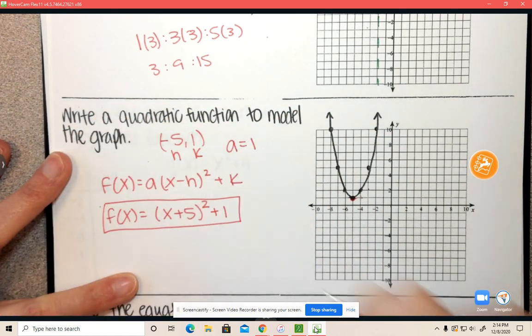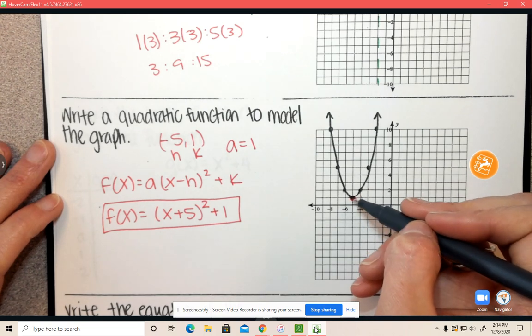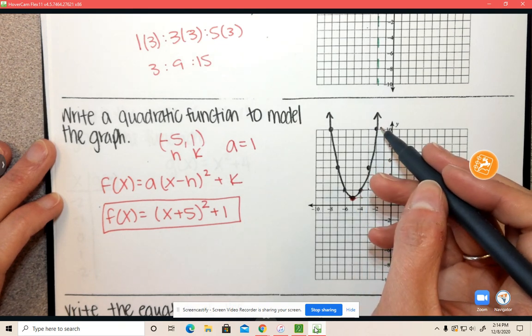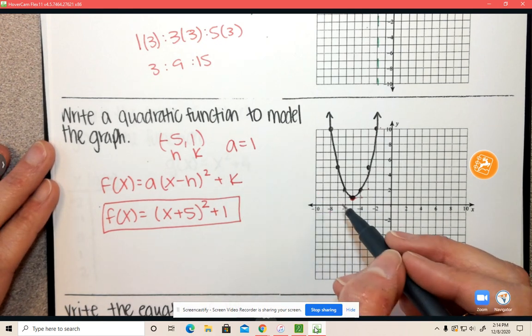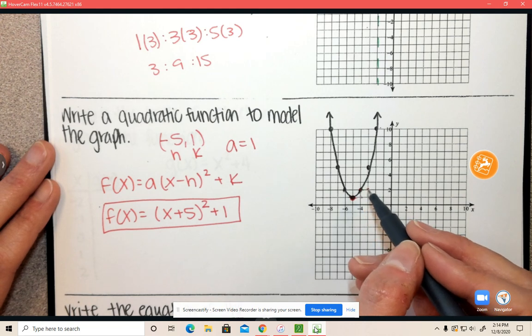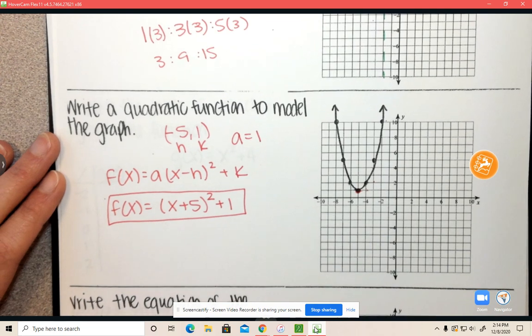So when you're looking at a graph and writing a function, really you just need to find the vertex and then decide what your a is. So see if you're going over 1, up 1, over 1, up 3, over 1, up 5. If you are, then your a is just 1. If you're going up 1 over 2, or over 1 up 2, over 1 and up 6, over 1 and up 10, then you know your a is 2.